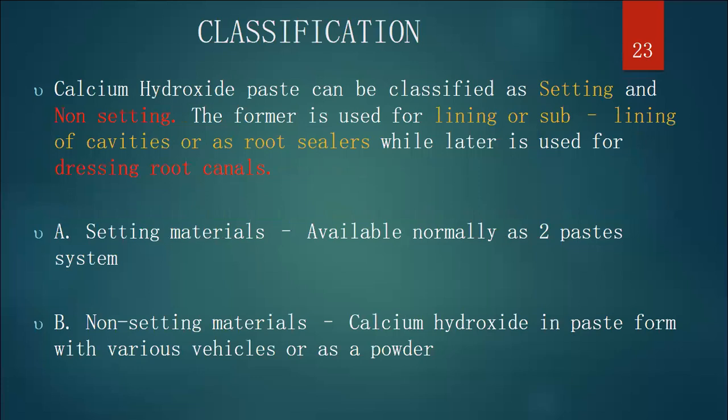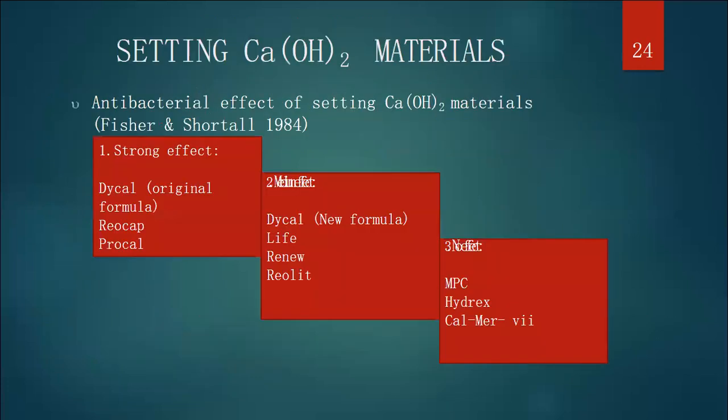Classification: calcium hydroxide paste can be classified as setting and non-setting. The former is used for lining or sublining of cavities or as a root sealer, while the latter is used for dressing the root canals. Setting material is available normally as a two-phase system. Non-setting material is calcium hydroxide in paste form with various vehicles, or as a powder.